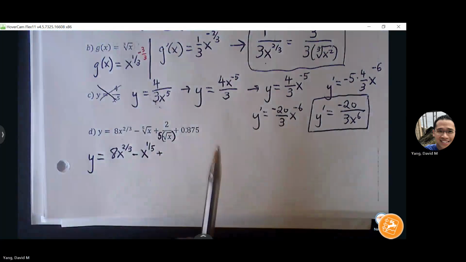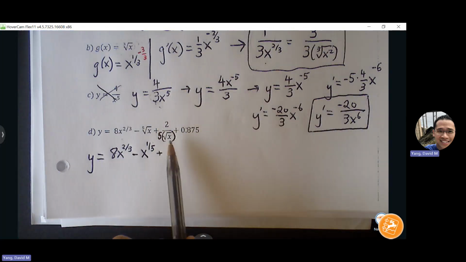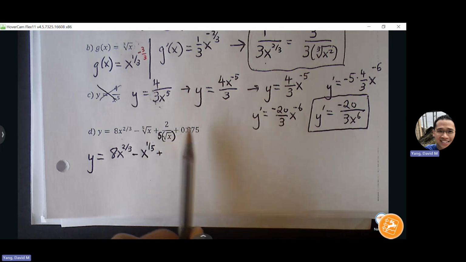All right. There are 2 issues with this third term. What are they? The radical and the denominator. So if I do the radical part first, square root of x is the same thing as x to the what? 1/2. Okay. And then I need to move it to the top. So what does that become?